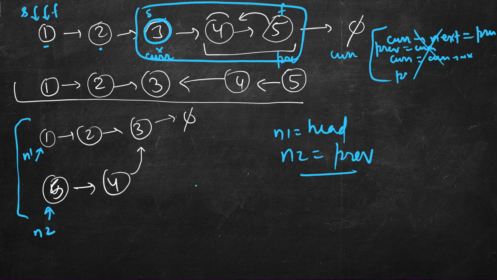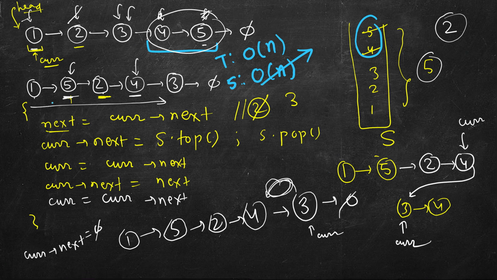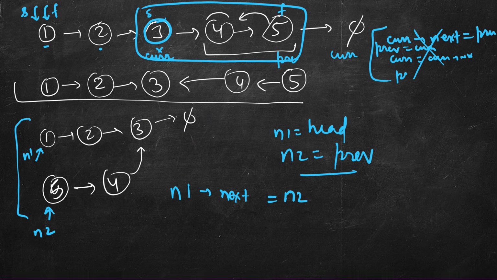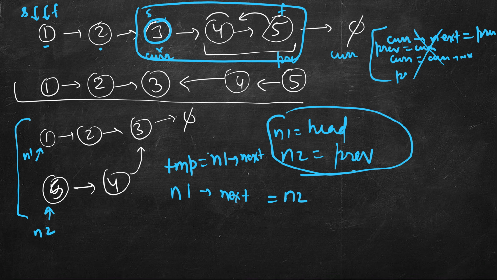What we will do: n1 next equal to n2. This is very clear, evident here. So 1's next is 5. This is the answer. 1's next should be 5. And after that, next of 5 should be 2. So better store it in a variable. So this is the initialization part, and this we will do in iterations. So temp is pointing to 2. Next of 1 is 5.